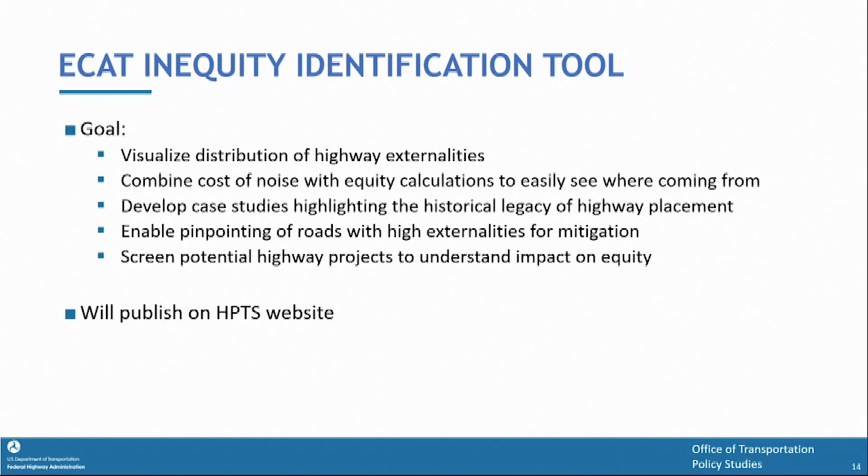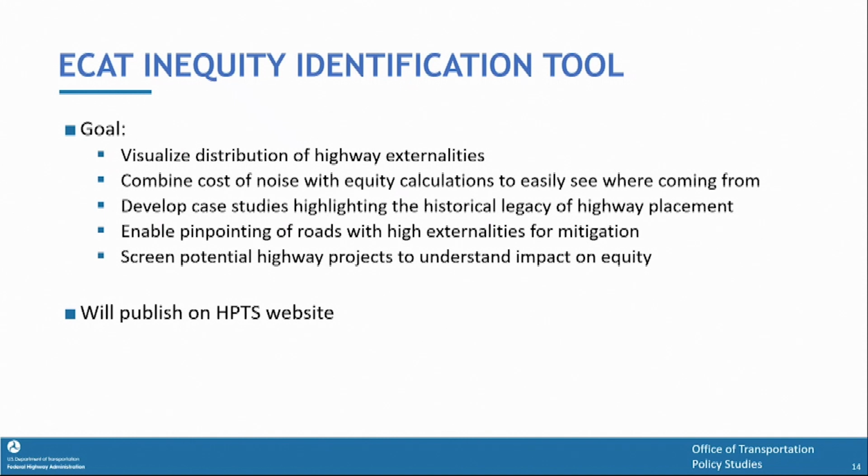So in order to make these results palatable and understandable for practitioners who actually want to do something about it, we've made this mapping application to visualize the distribution of highway externalities. It combines the cost of the noise with the equity calculations to easily see where are the high cost noise roads, and then where are the inequities. We developed some case studies highlighting the historical legacy of highway placement. This tool can enable pinpointing of roads with high externalities for mitigation, and can also screen potential highway projects to understand the impact on equity.